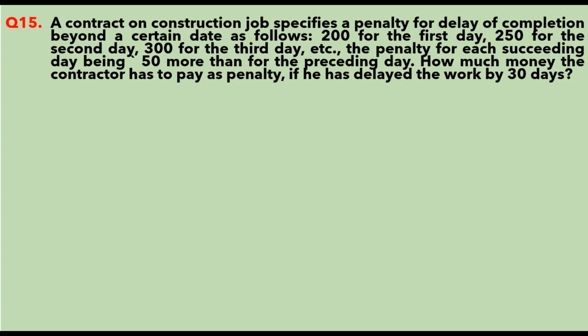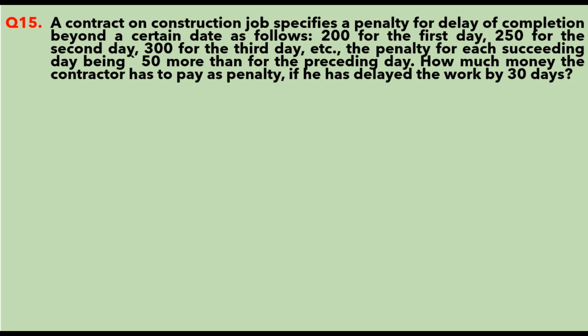The question is, a contractor on a construction job specifies a penalty for delay of completion beyond a certain date as follows: 200 rupees for the first day, 250 rupees for the second day, 300 rupees for the third day, etc. The penalty for each succeeding day being rupees 50 more than the preceding day. How much money does the contractor have to pay as penalty if he has delayed the work by 30 days?